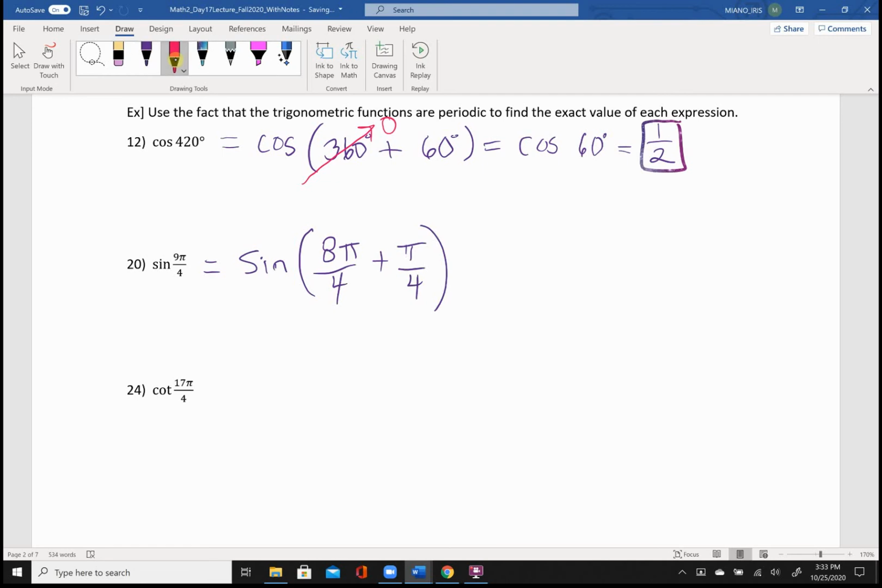Here, again, this goes to 2 pi, which is equivalent to 0, right? Oh, sorry, this goes to 0 degrees. It's equivalent to that. All right, so then we're just left with pi over 4. So, therefore, this is equal to the sine of pi over 4.